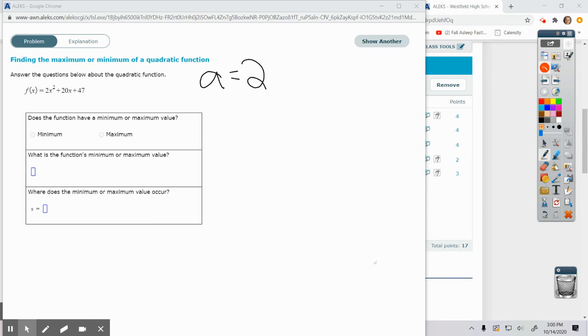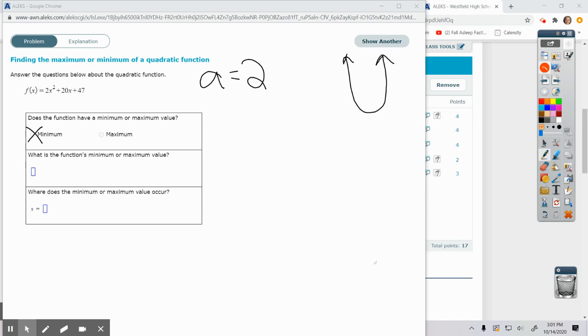So if A is positive, did we say that meant the parabola would open up, or will the parabola open down? This is a parabola that opens up. So if this parabola opens up, does it have a low point that we're going to call a minimum, or a high point that we're going to call a maximum? Right, this has a minimum, so we should be selecting minimum here. Now, to find the minimum, we need to find the vertex. That's what it's asking us to do.